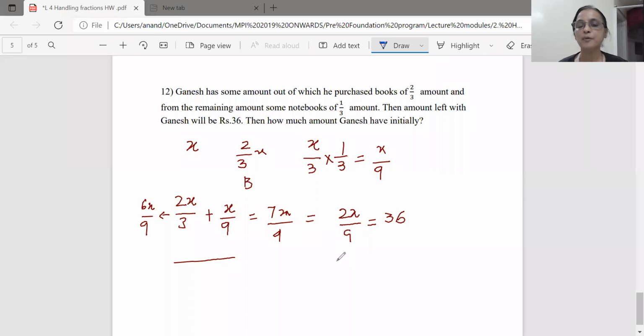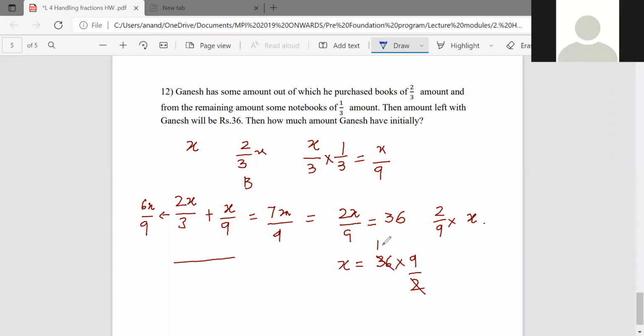If 2x upon 9 is 36, x will be 36 multiplied by 9. I am reverting. What is the meaning of 2x upon 9? It is 2 upon 9 multiplied by x. Okay, 2x upon 9 is 2 upon 9 multiplied by x. And when this comes on this side, I know it is going to become ulta. Denominator becomes numerator. 2 into 18, am I right? 18 into 9, 162 will be the answer.